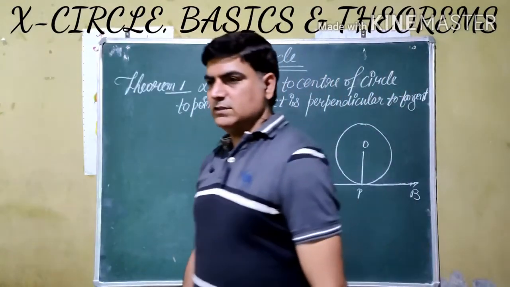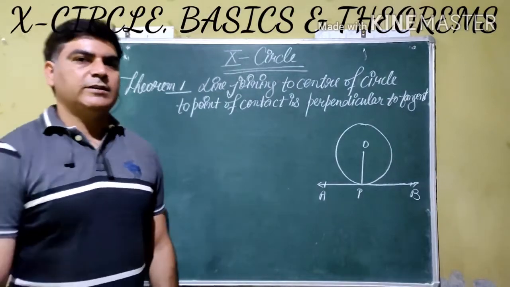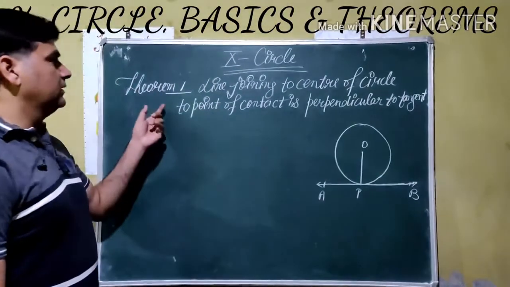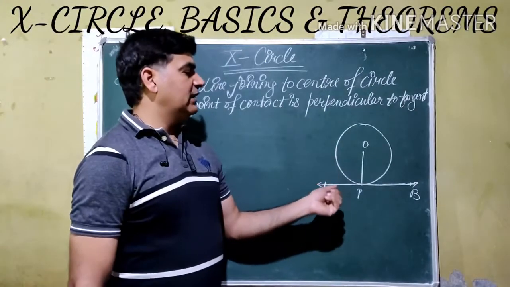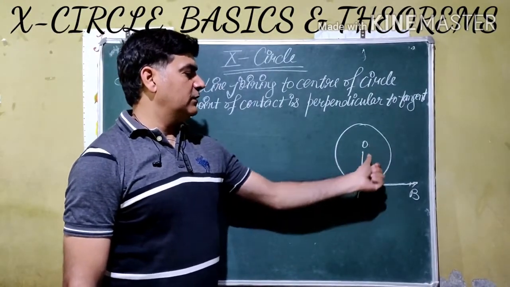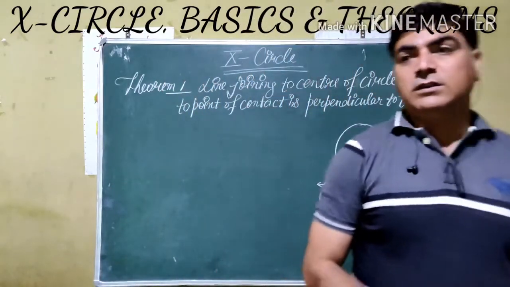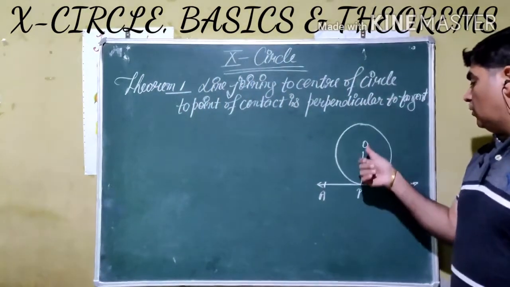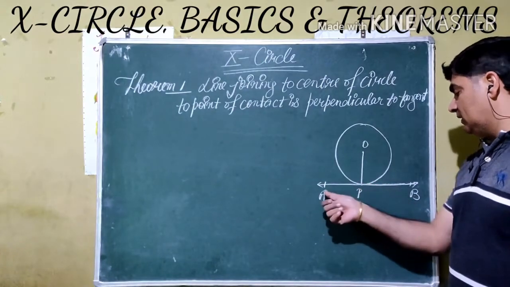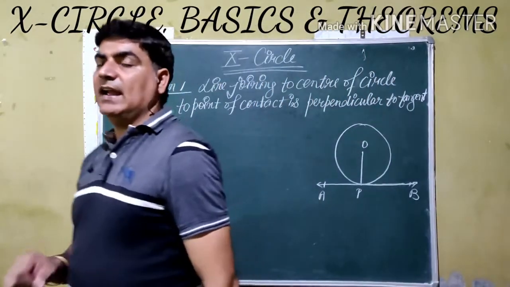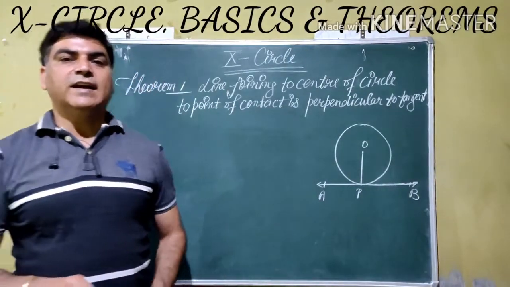Now we are going to discuss the theorems of the chapter 10 class circle. Here one of the theorems is given: if we join a line segment from the center of a circle to the point of contact of the tangent, we want to prove that this line OP makes a 90 degree angle with the tangent. It means the angle between the radius and the tangent of a circle is 90 degrees.